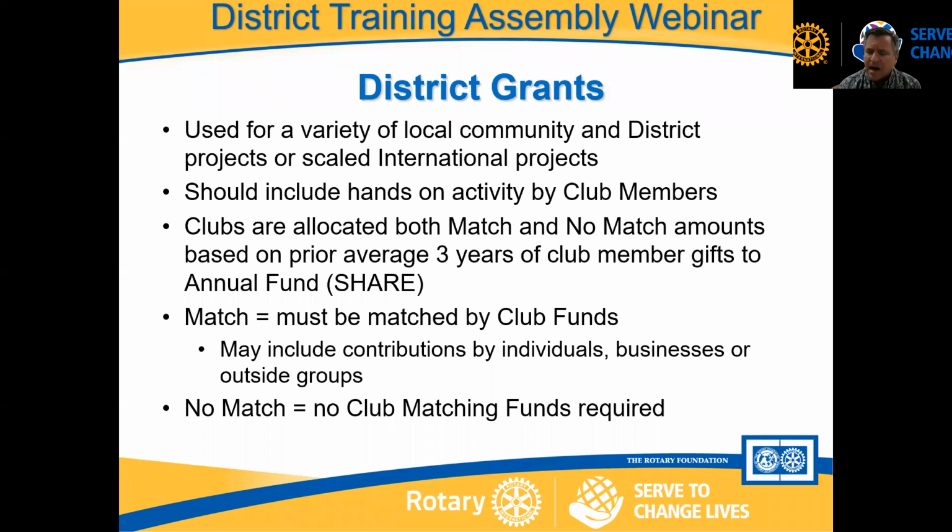Individuals, businesses, and outside groups potentially can participate. Those monies do have to go into your club coffers and then be used on the grant. A no match district grant means that your club does not have to come up with any matching funds. It's pure money that is not given to you because it's your money, but you are able to use it for a district grant of your choice without having to match funds. All clear on that?